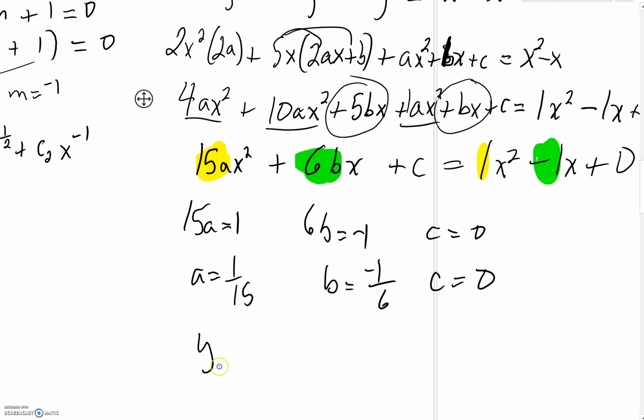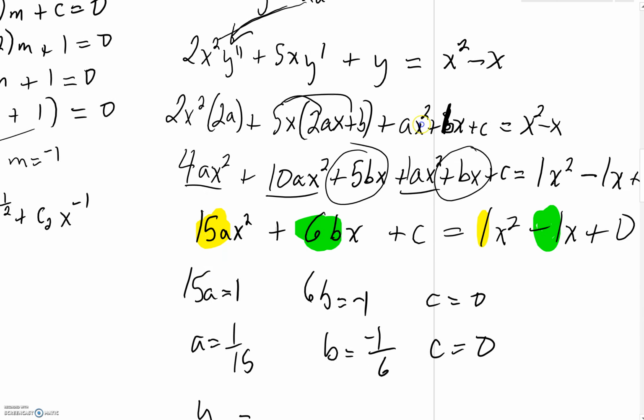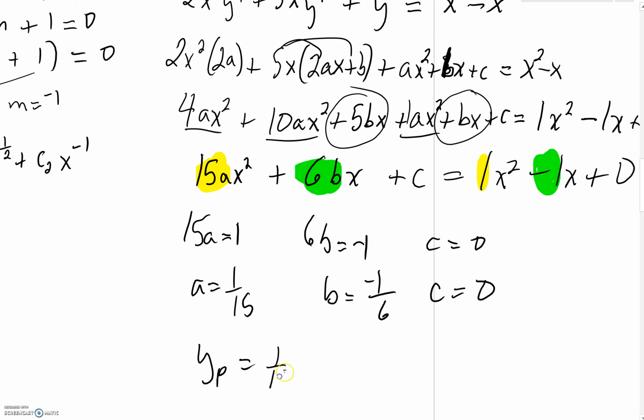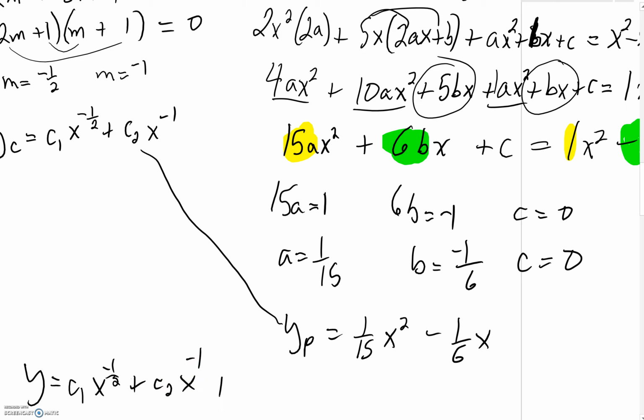So what was y sub p? y sub p was ax squared plus bx plus c. That's 1/15 x squared minus 1/6 x plus 0. And then we link these two together. Final answer: c1 x to the negative 1/2 plus c2 x to the negative 1 plus 1/15 x squared minus 1/6 x. Done.